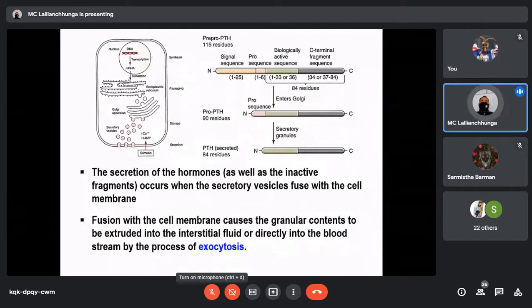Now, the secretion of hormones as well as the inactive fragments occurs when the secretory vesicles fuse with the cell membrane. You already know what exocytosis is. When there is a signal to release the hormones, the same thing will happen: sodium and calcium will enter the cell. Increased calcium concentration will pull the secretory vesicle to fuse with the cell membrane, and by exocytosis the hormone will be released into the interstitial fluid. From the interstitial fluid it will enter the bloodstream so that it can be transported to different parts of the body. We have already discussed how calcium causes the fusion of the secretory vesicle with the cell membrane.